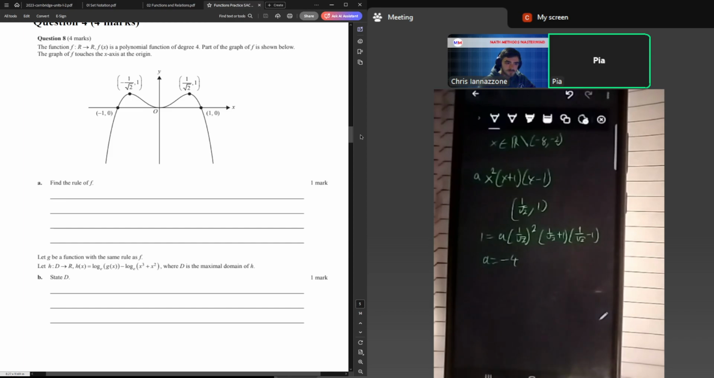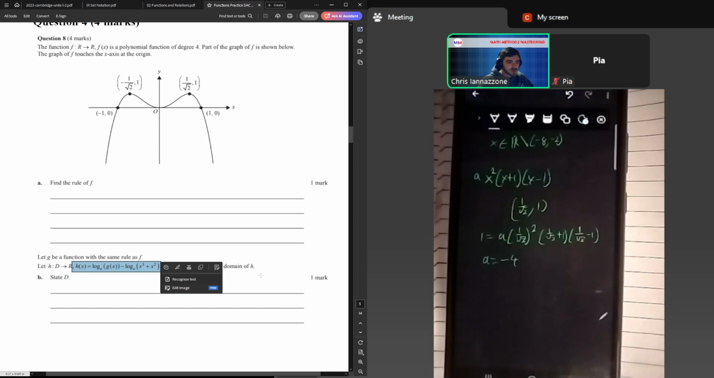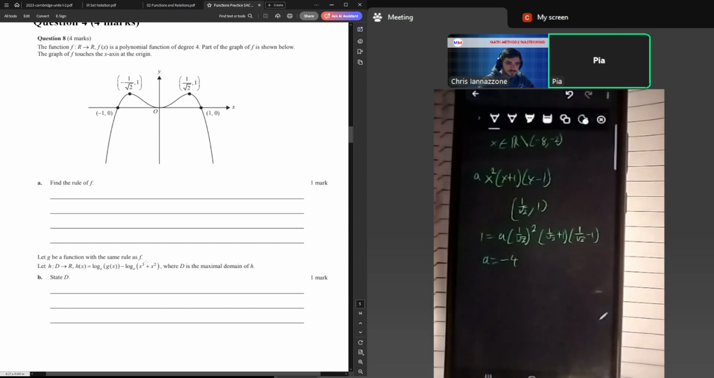Sorry, what was the question? To find the maximal domain of this, what would you start considering? You would make it greater than 0. Yeah, making what greater than 0 though? The x cubed plus x squared. Yep, that's one of them, absolutely.